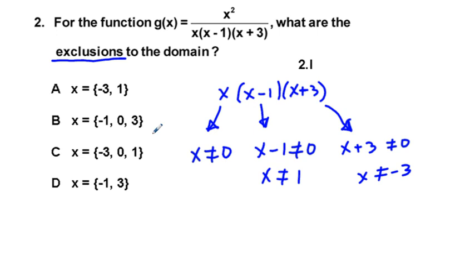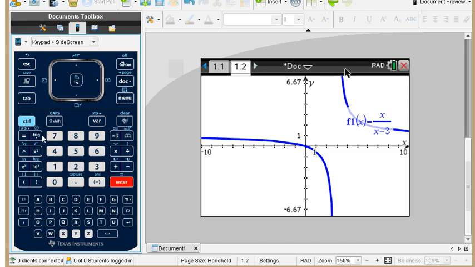And so if you're not very careful, you might pick answer choice B, which some students did. But here, C is the correct answer. And there is some confirmation on the graphing calculator, but it could be a little bit tricky. So let's look at this and be careful about it.